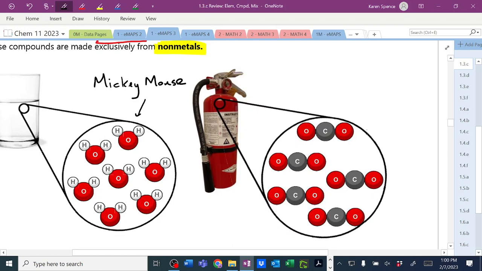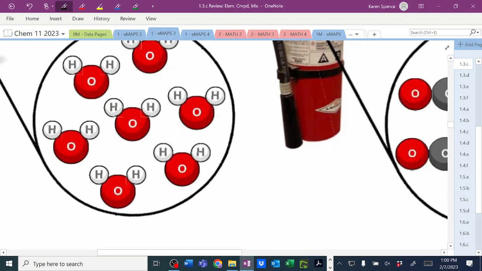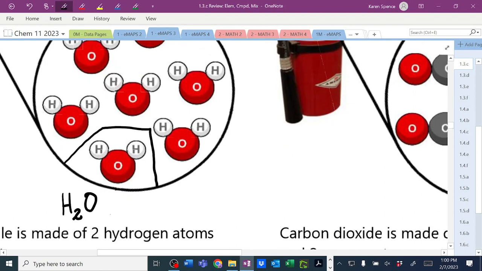Now, if you just look at one of these water molecules, what would you write for the formula for that molecule? You have H and you have two H's, and you have O and you only have a single O. If we don't have a subscript, how many of that type of atom do we have? Just one. So one oxygen atom.